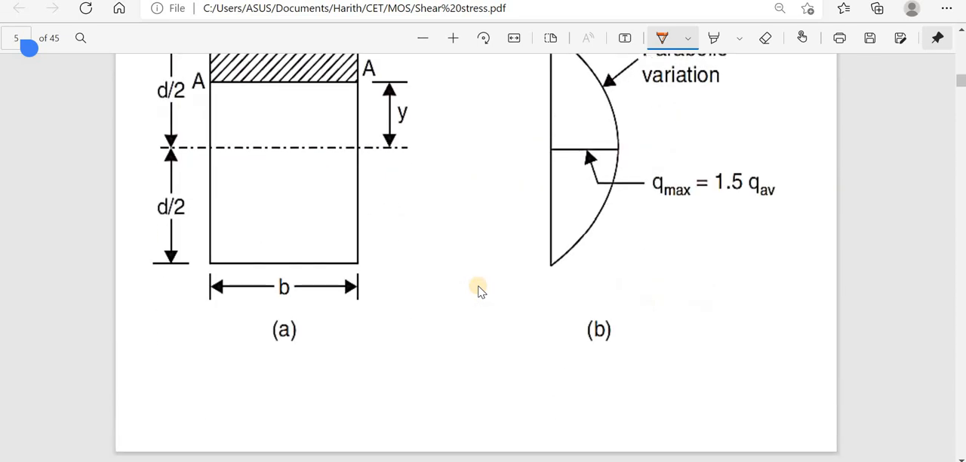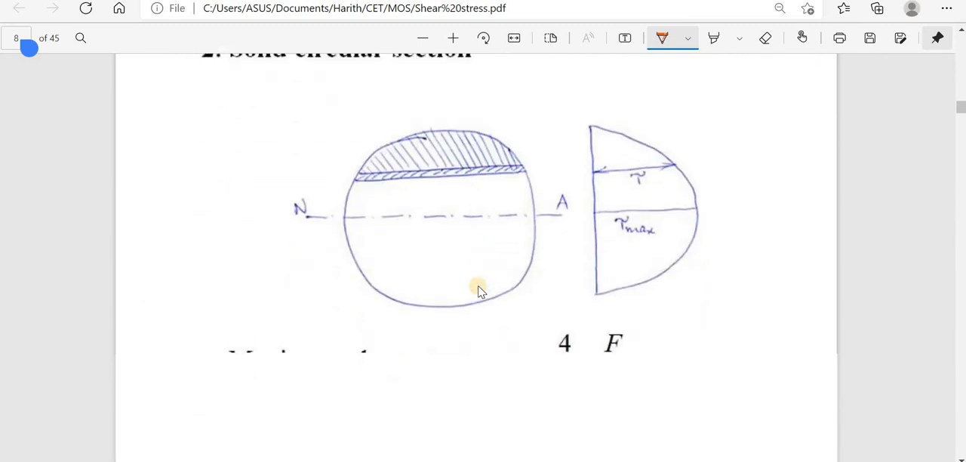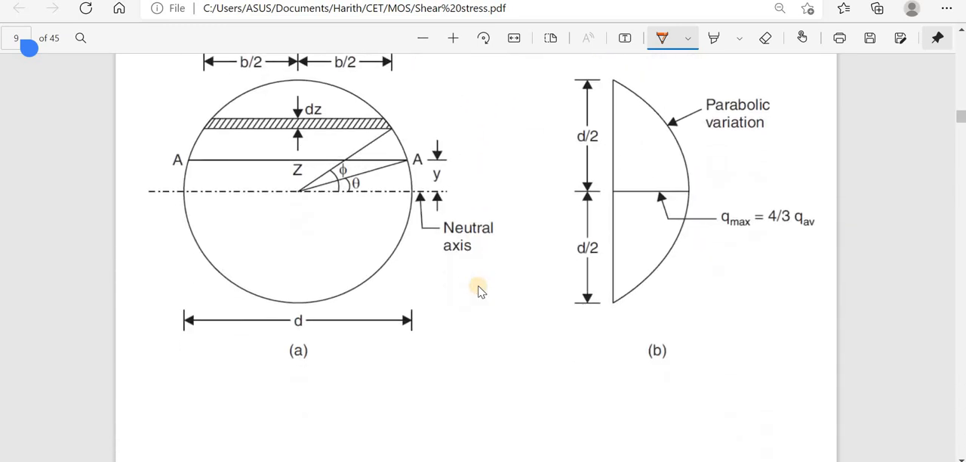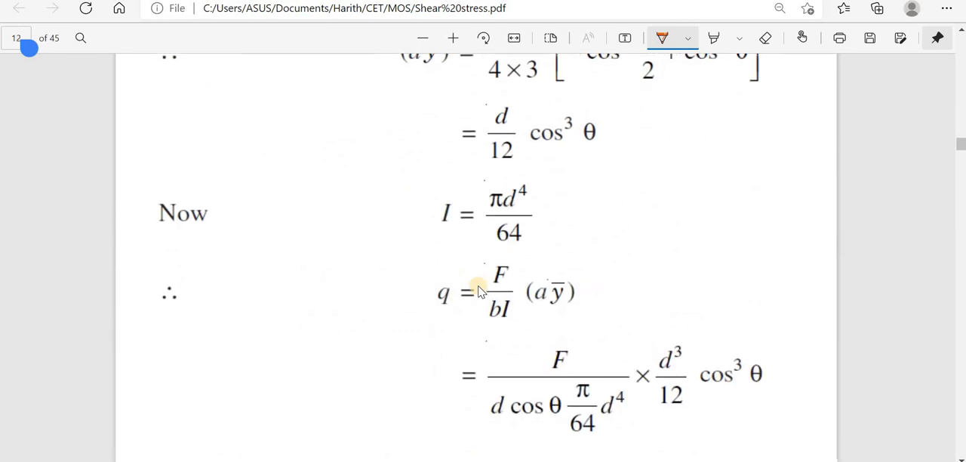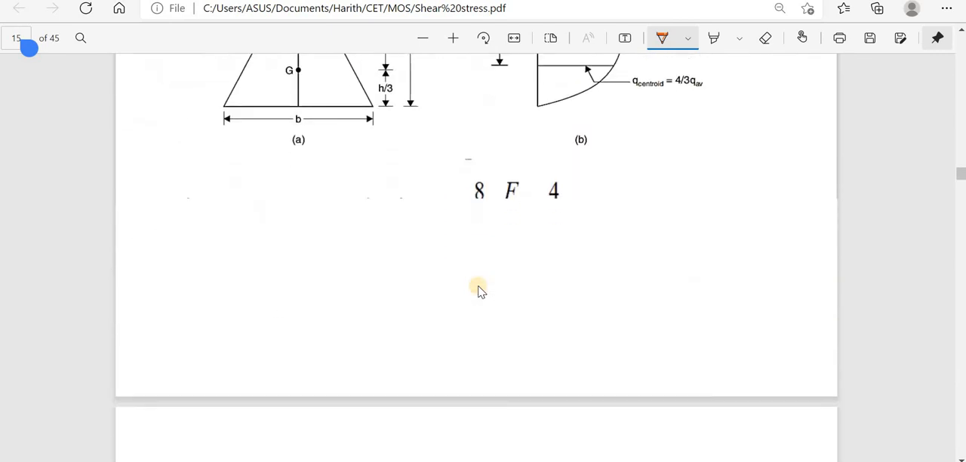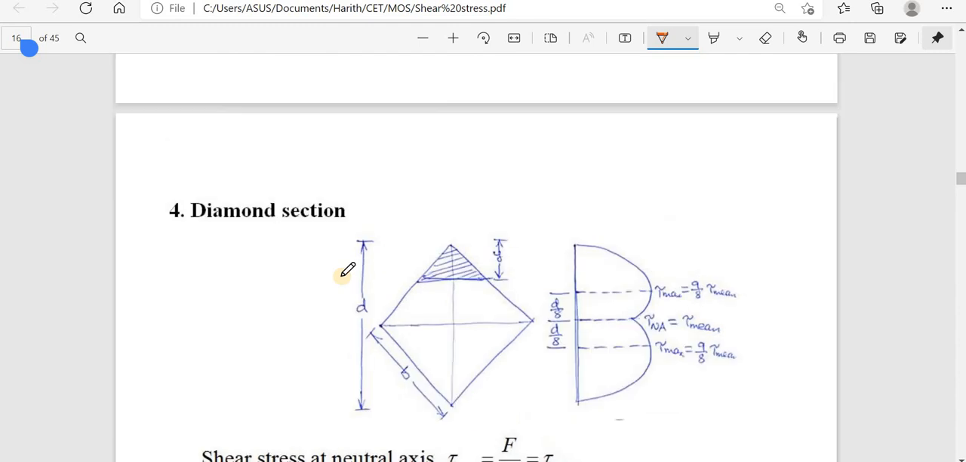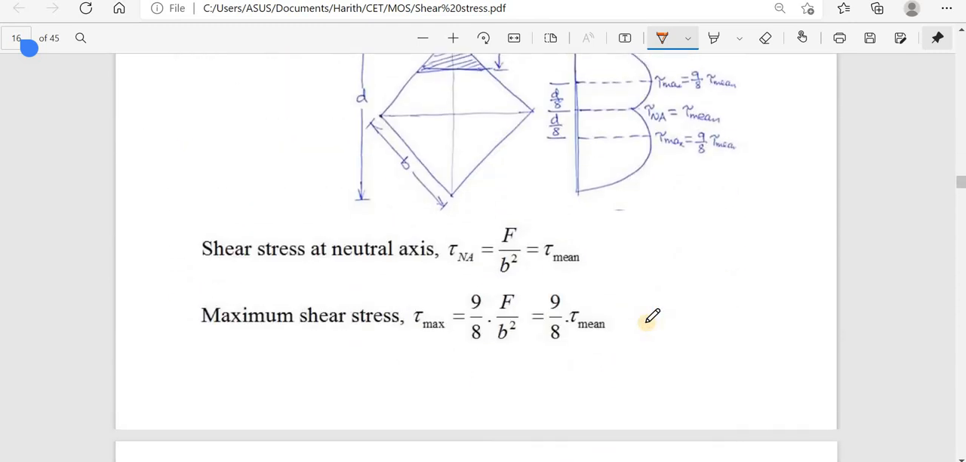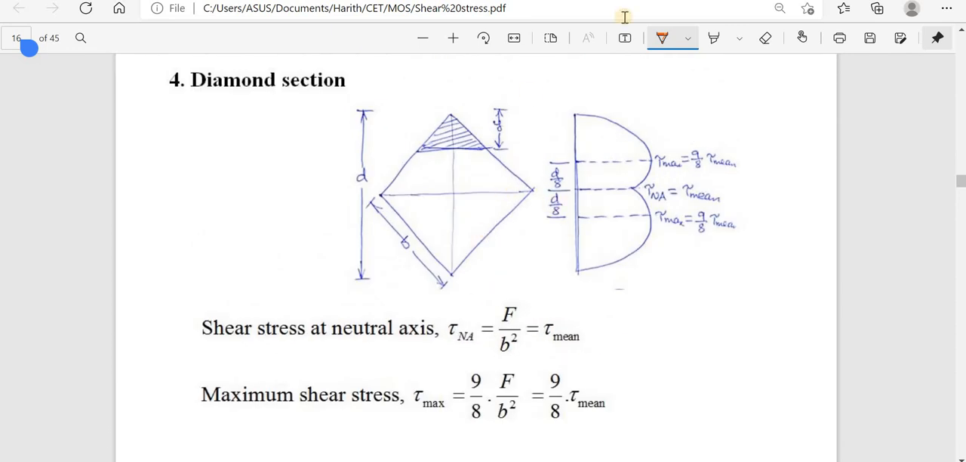I will explain this more in the next class. I am just giving an idea about what we are studying. Then I will show the variation for some figures. For example, look at this figure. For a triangle, the variation of shear stress will be like this. Then for a diamond section, the variation is like this. We can find out this variation using the same equation.